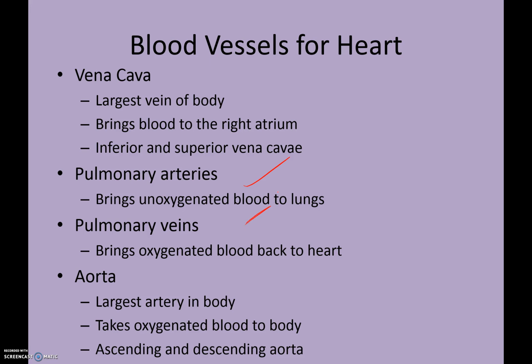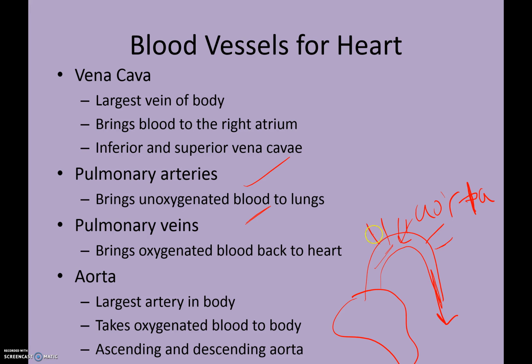And then, of course, the aorta is the largest artery in the body, and it takes oxygenated blood to the body tissues. And then there's an ascending and descending part. Remember, on the heart, the aorta looked like this right here. So if this was, let's say, the heart down here, this would be the aorta right here. And remember those three branches that came off of it when you looked at it? So this is the ascending portion here, this is the descending portion here, and these three branches right here are going to the head and neck region.